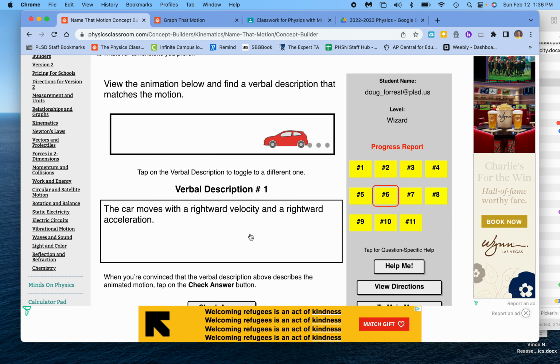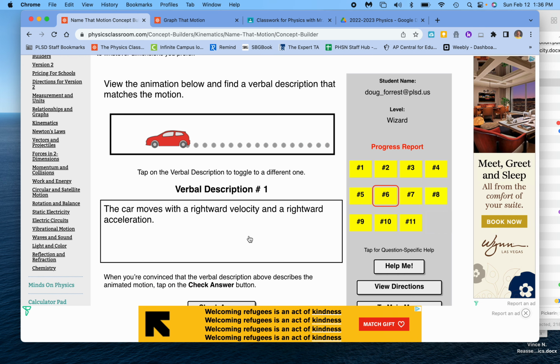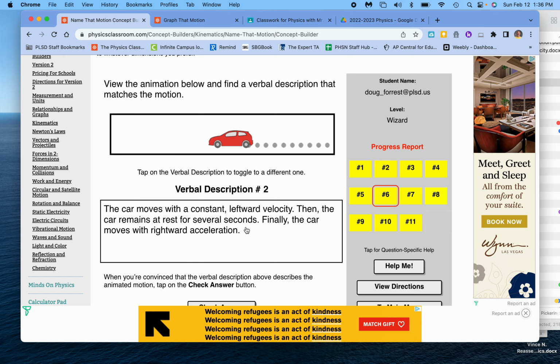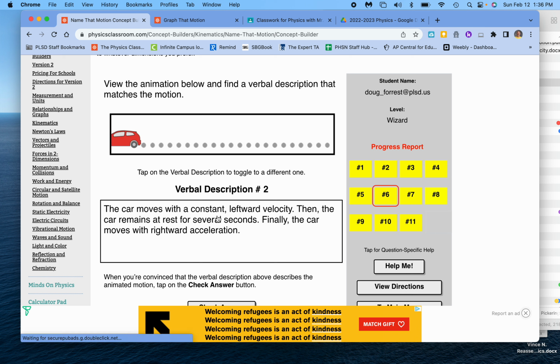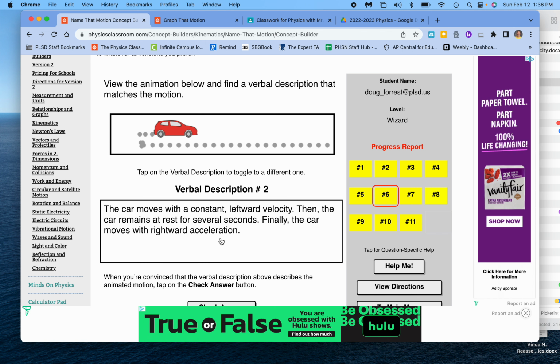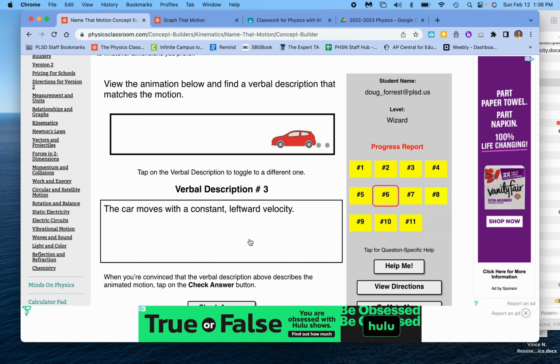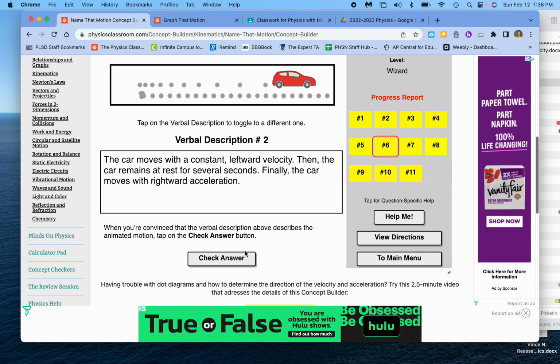And you're going to toggle through these. There's 11 of them. So that looks like it's moving at a constant negative velocity, stopping, and then accelerating in a positive direction. So that's not right. So far, the first part of that's right. That's right too. So as long as the statement is correct, that can be one that fits. It might not be as complete as you'd like. So I'm going to check that.